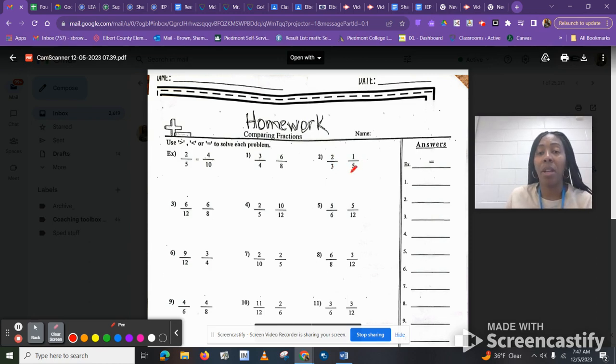Nope, I can't do that. There's nothing I can multiply 3 by to get 5. So there are two things that I can do. I can either find my least common multiple between 3 and 5.